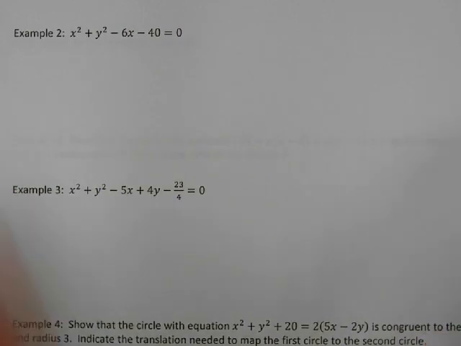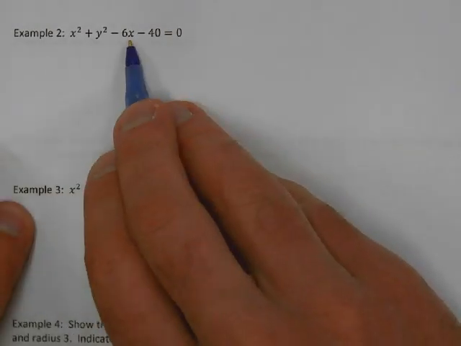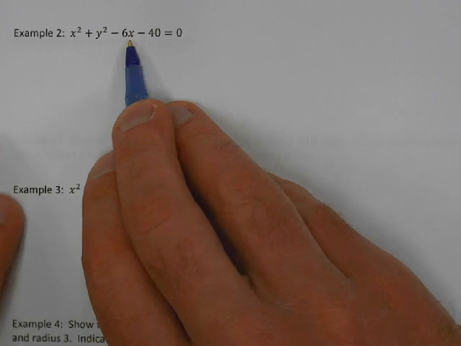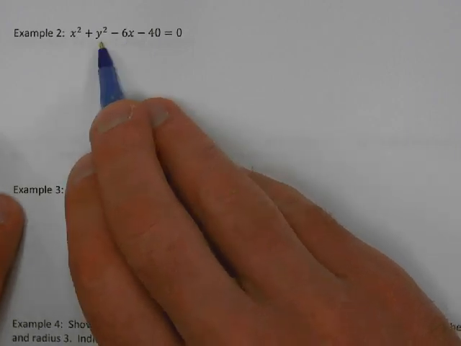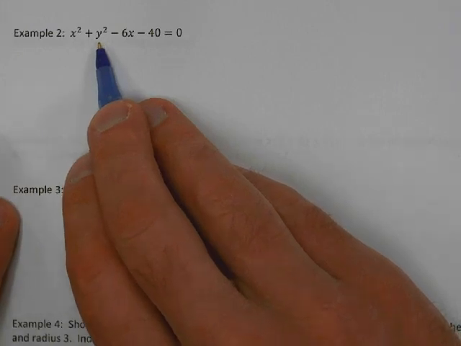All right, example number 2, we got x squared plus y squared minus 6x minus 40 equals 0. So what's my center? I don't know. What's my radius? I don't know. Okay, so am I going to have to complete the squares for the x's and the y's? No, not for both of them. I have x squared and x to the first, so yeah, I do need to complete the square for the x's. But for the y's, I just have y squared and no other y to the first term. So I don't need to complete the square for the y's. I'm just going to have y squared in my equation, and that's fine.